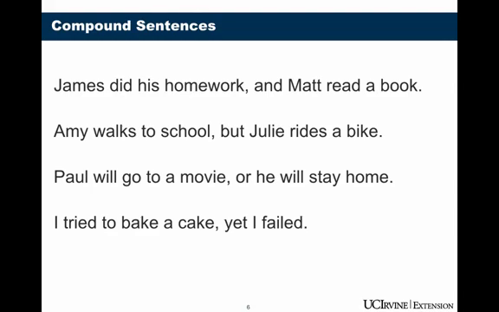Look at the next one. After the conjunction, we have Julie rides a bike. If you're not sure if that's a complete sentence, take it by itself and find the subject and verb. Julie is the subject, rides is the verb. So that is a complete sentence. Because it's a complete sentence, we put that comma in front of but.